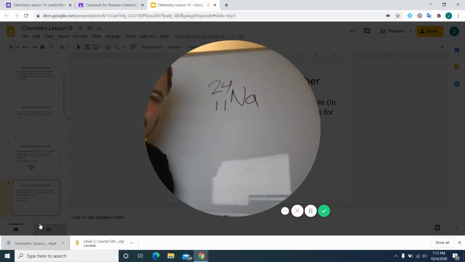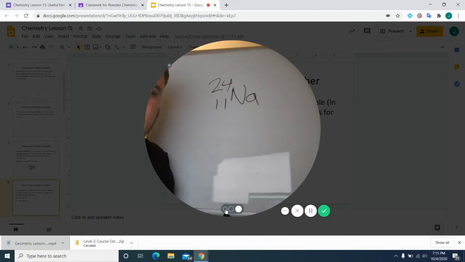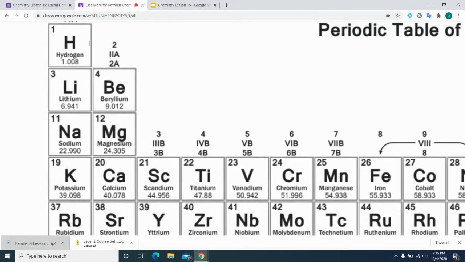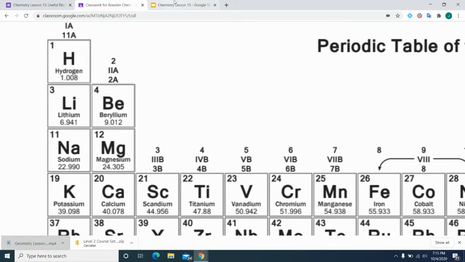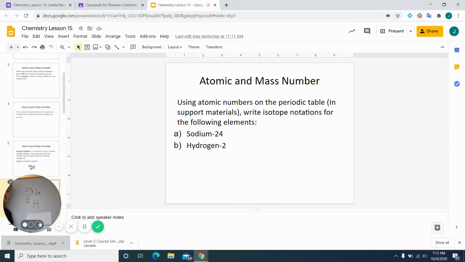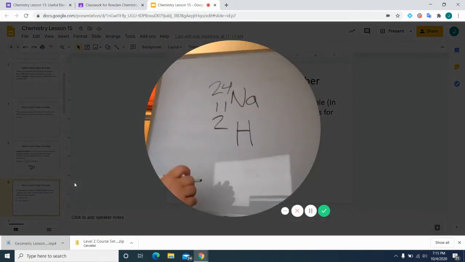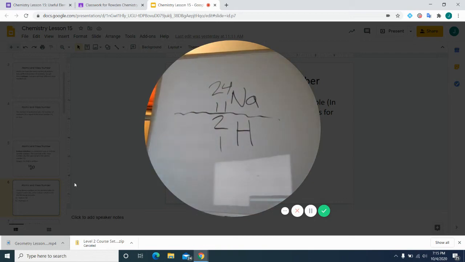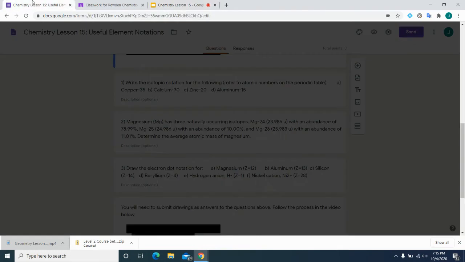Okay? Next one they want me to do is hydrogen 2. So I'm going to do an H. The 2 is the mass number, so it goes up on top. And then we're going to look up hydrogen. And hydrogen only has one proton. So H2 or hydrogen 2, it's going to be an H with a 2 up there and a 1 down there, and we're done.